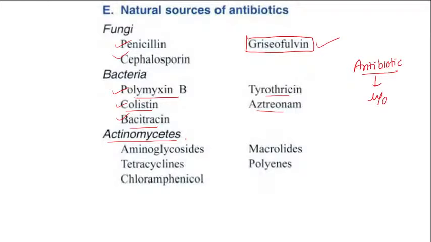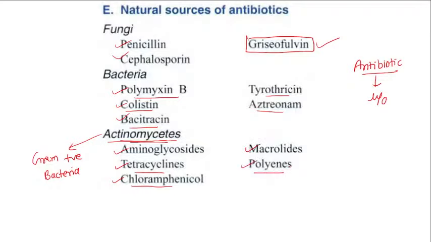Now what is actinomycetes? Actinomycetes are a derivative of the gram positive bacteria. This is a separate category that we consider, actinomycetes, and the drugs isolated from the actinomycetes are the aminoglycosides, tetracycline, chloramphenicol, the old broad spectrum antibiotics. They are isolated from the actinomycetes. Macrolides are also from the actinomycetes.